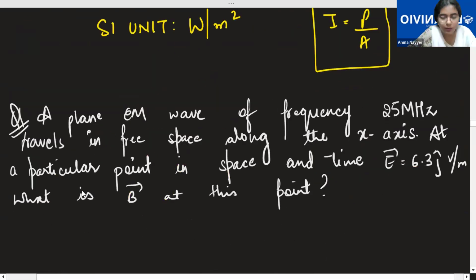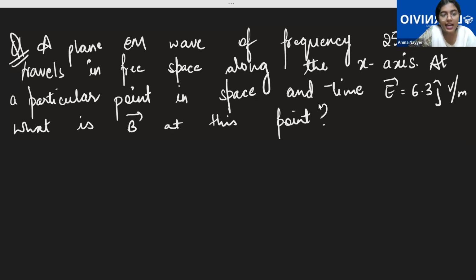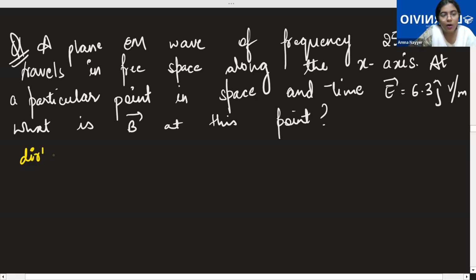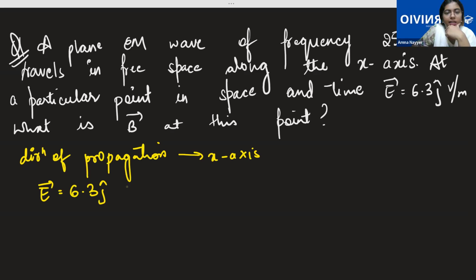Yes, ma'am. Okay. See, this question says a plane EM wave of frequency 25 megahertz travels in free space along the x-axis, meaning the direction of propagation is along the x-axis. At a particular point in space and time, the electric field is given. See, how is the electric field given? It is given as 6.3 j cap volt per meter. What is the magnetic field at this point?